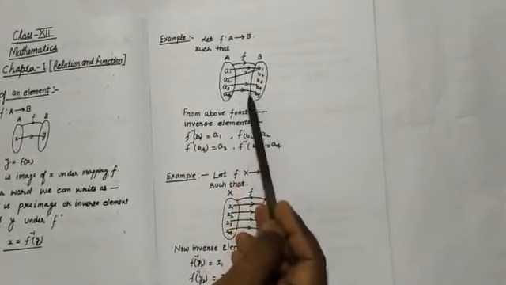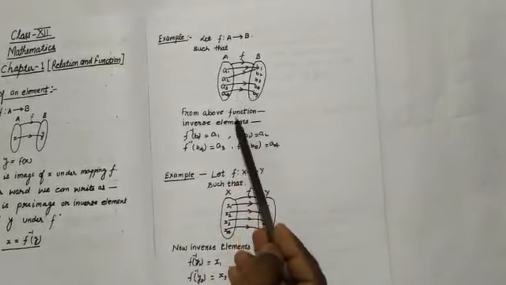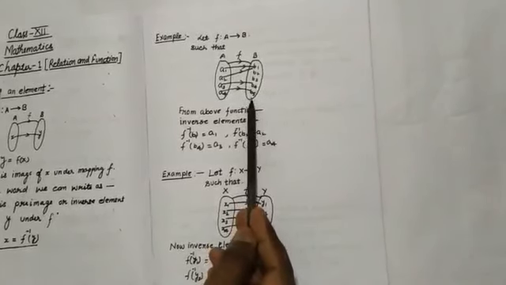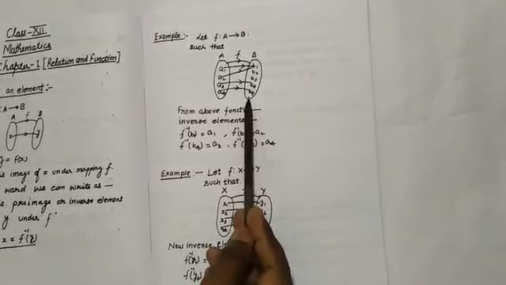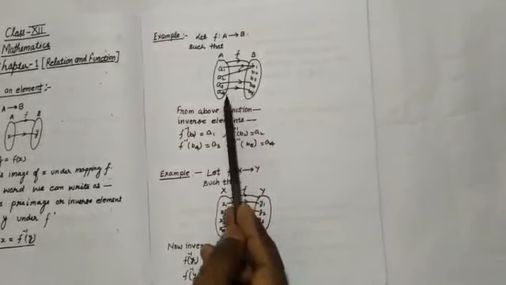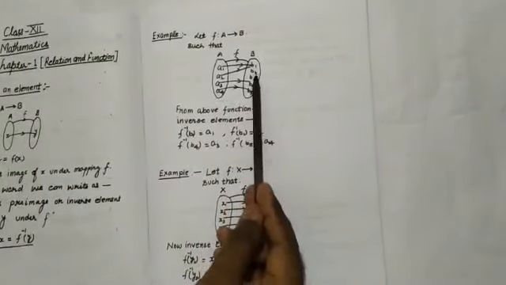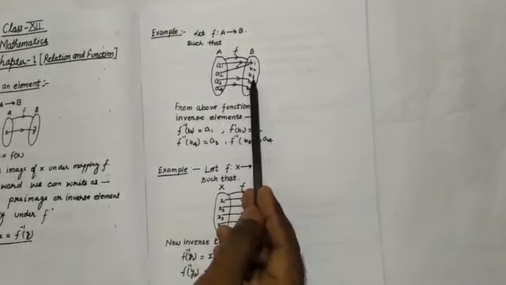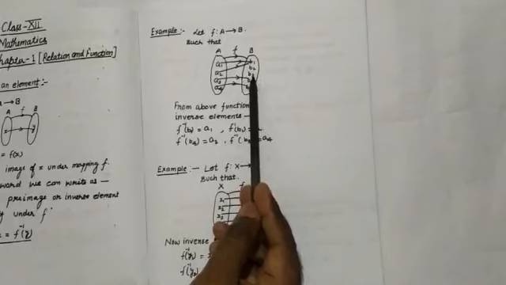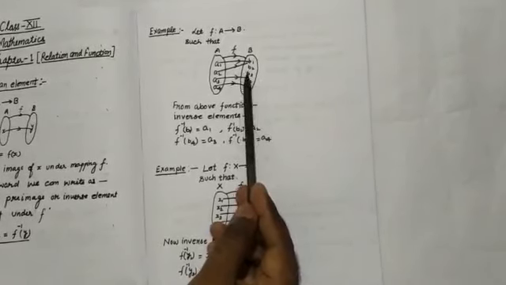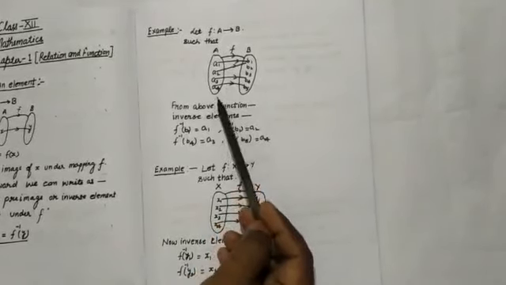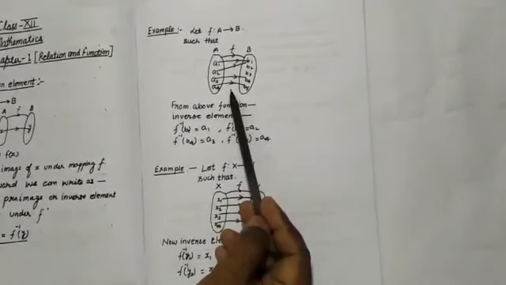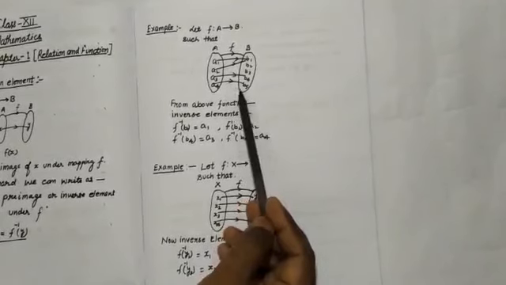Now check for onto function. The definition of an onto function is that every element of the codomain set has a pre-image in the domain set. Here, b2 and b3 have no pre-images in the domain set, there is no association here, so this is not onto. If a function is not onto, in that case we say it is an into function.